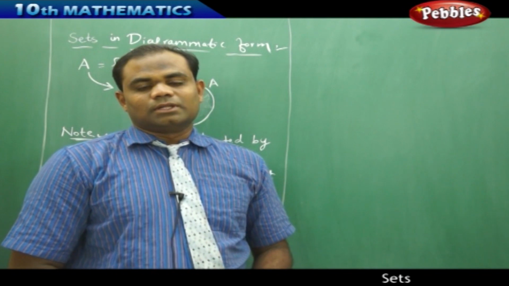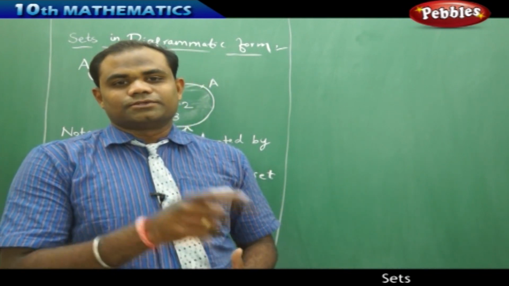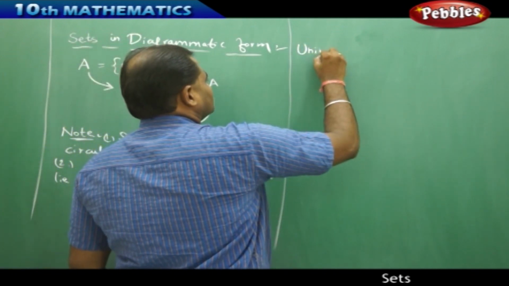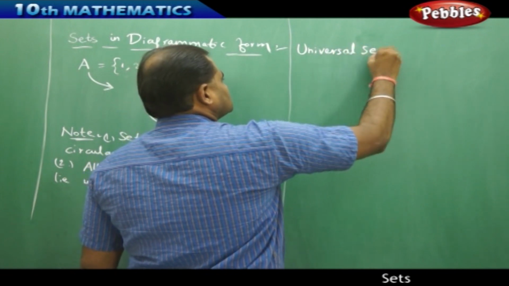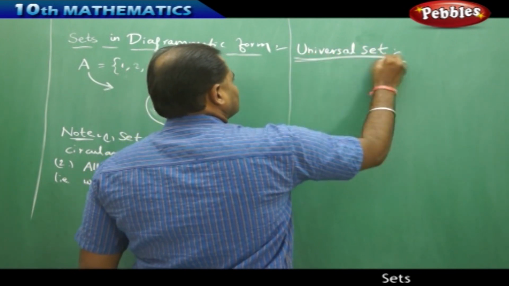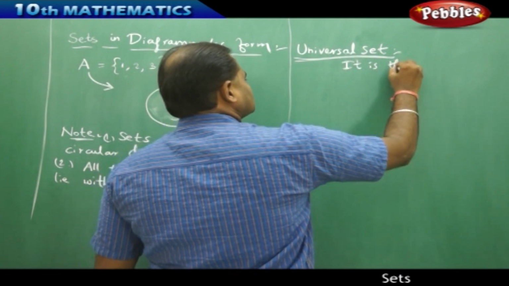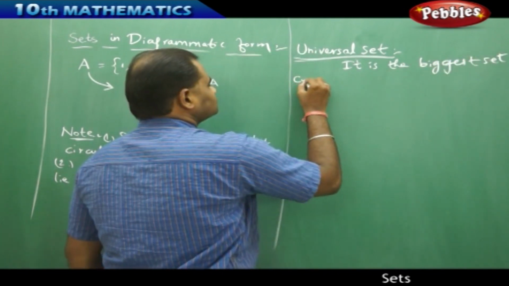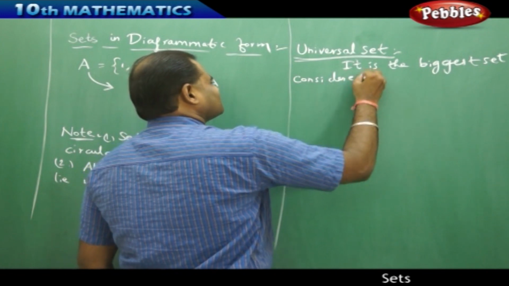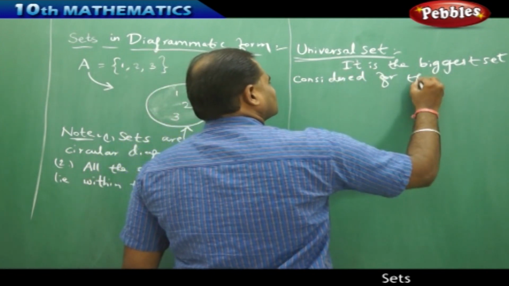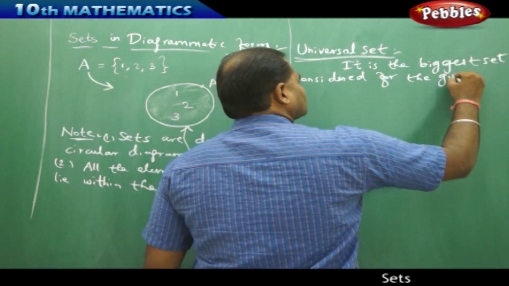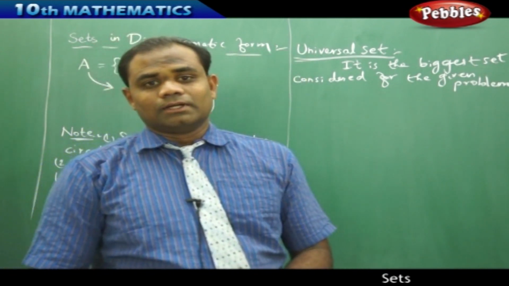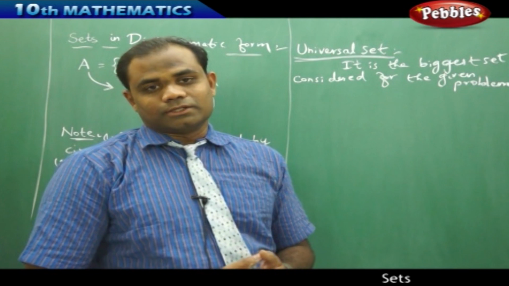For a given problem, the biggest set which we are going to consider in that situation is called the universal set. Say, if I take the universal set, the definition is, it is the biggest set considered for the given problem. So the universal set differs with the differing problem. It depends on the situation of the problem taken into consideration.